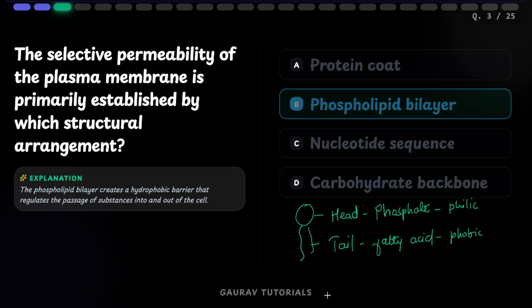Therefore, what we observe in cells is that the tail part is usually inside, and for both the layers, the head, that is the phosphate group, faces the water side. So in that case, let's call this the outer region and this the inner side. Right? So this side faces the cytoplasm and this side faces the extracellular medium.